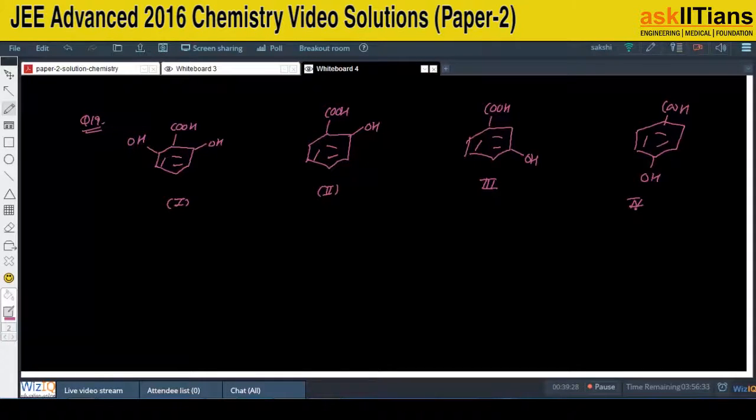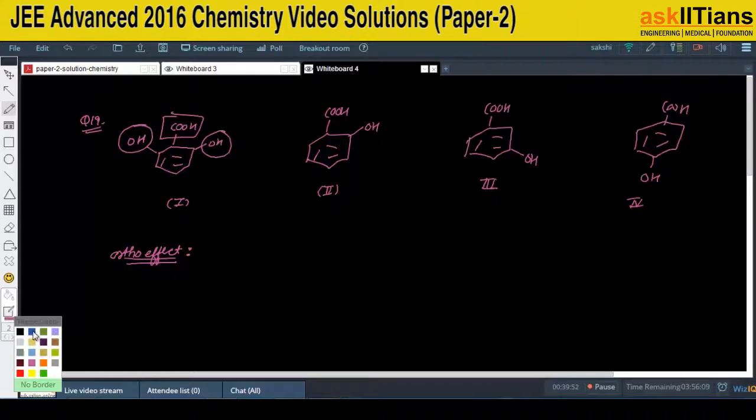Now, my dear students, if you look into the details, you must have heard something about the ortho effect. The ortho effect says that there will be an increase in acidity and a decrease in basicity whenever you have any substituent at the ortho position to the main group. So I can say the ortho effect will be there in compound number 1. It will also be there in compound number 2, since the OH group is at the ortho position. So let me write down, this will have the ortho effect, and this will also have the ortho effect.